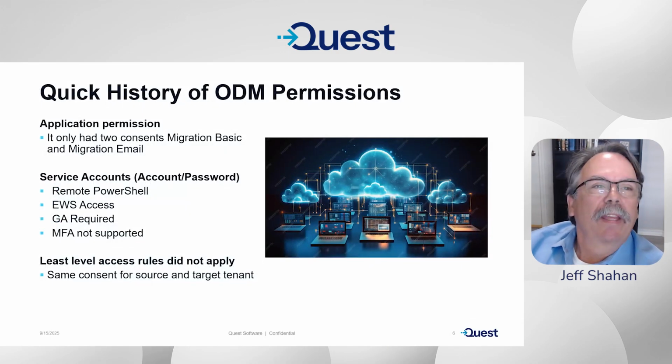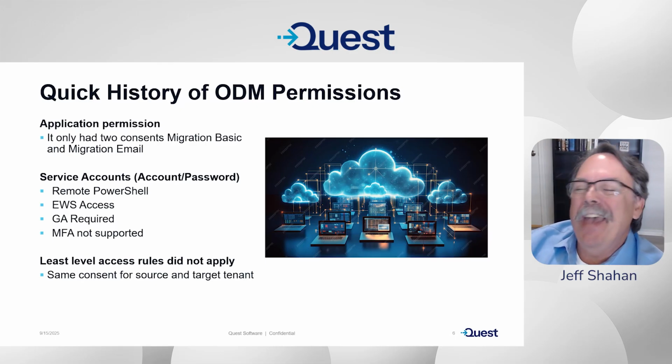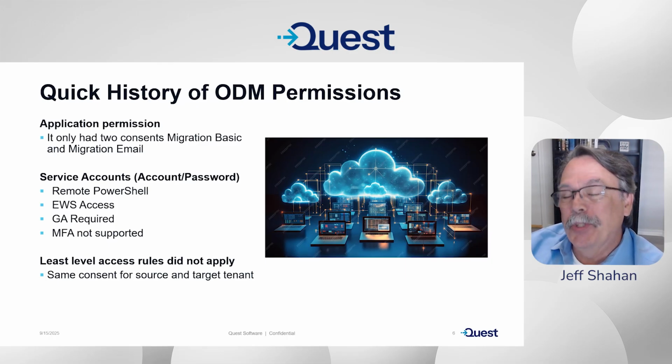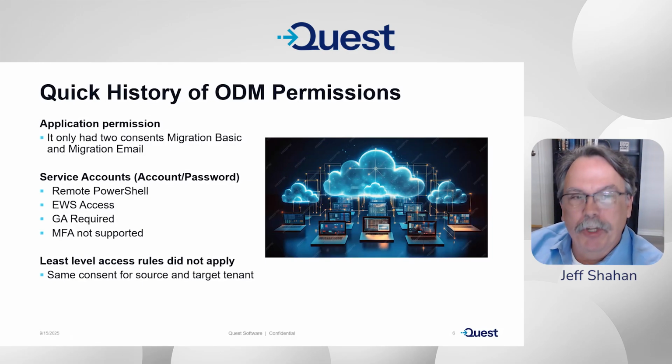For a quick history, initially we had only two consents. When we first released it, we had two consents, one that handled mail and one that handled SharePoint and the Azure directory itself. We also required a service account and password for both the source and target platforms in order to do PowerShell remote access and EWS access. We had to have a GA account for these, and MFA was not supported. We didn't get a lot of pushback back then, but today it would be incredible if we did. Least level access rules didn't apply.